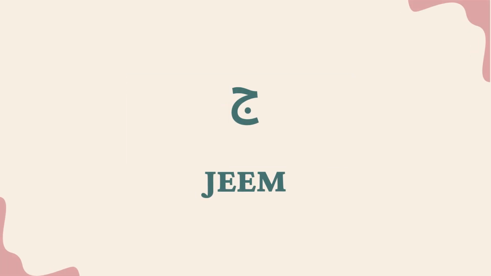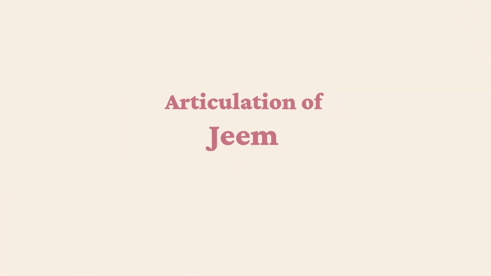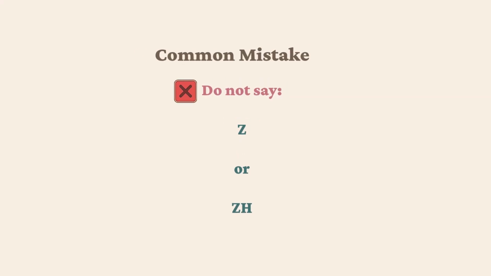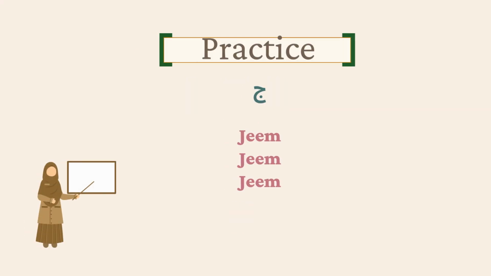This is Jeem. The articulation of Jeem is: the middle of the tongue touches the middle of the roof of the mouth. Jeem. In English we say it like J in jump, and Jeem is a light letter, as we are pronouncing it naturally. Now practice with me. Jeem, Jeem, Jeem. Good. Now let's move on to the next letter.